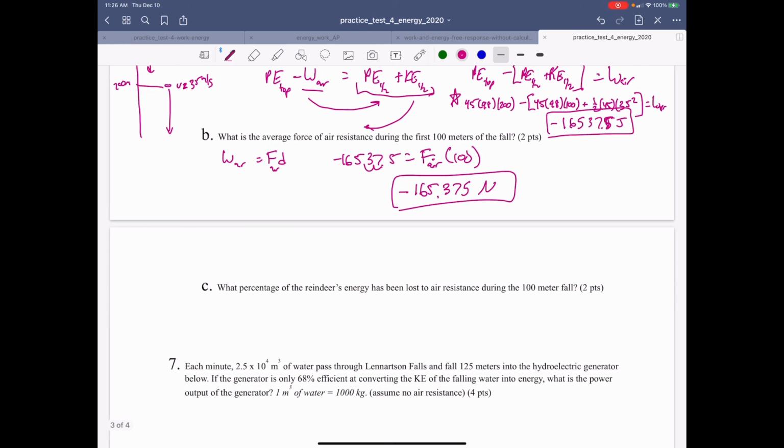What percentage of the reindeer's energy has been lost due to air resistance during that 100-meter fall? Okay, well, the percent energy is the difference between its total energy and what it has left. I think I said that correctly.